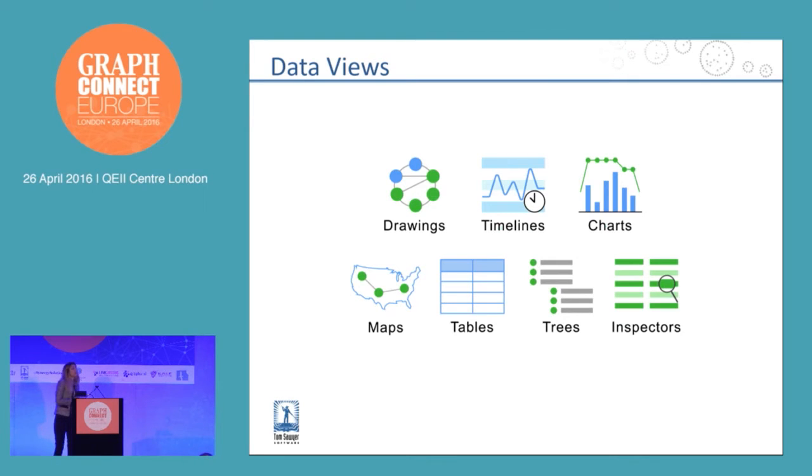I said that we provide different views of your data. So we have these types of views available in Tom Sawyer perspectives. You can build drawings to visualize the relationship information. You can build timelines to see the time aspect of your data. You can have charts to provide statistical or summary information of your data. You can visualize location information on maps, and you can complement those other view types with tables, trees, and inspectors.